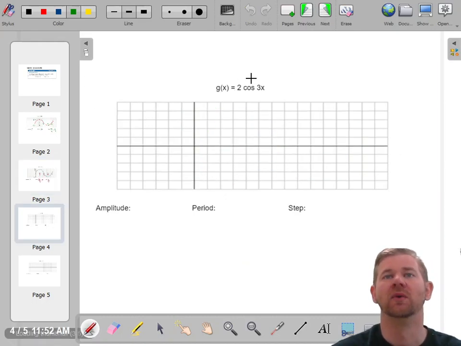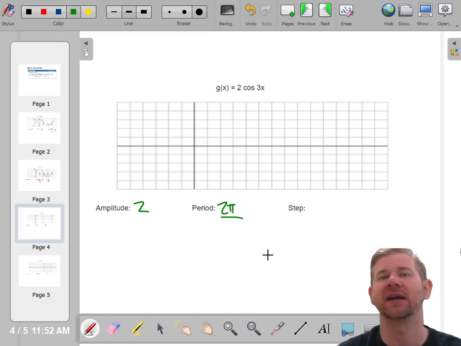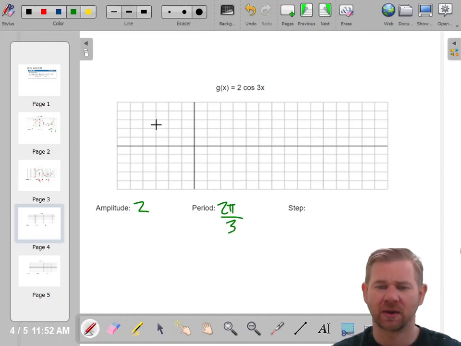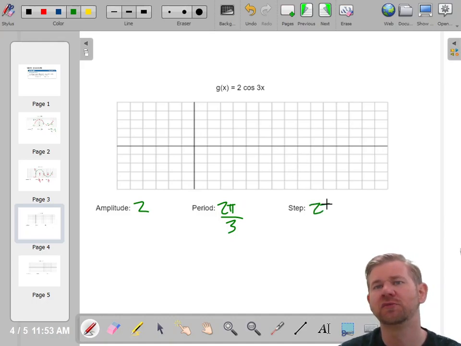Let's do a couple more. Oh, we'll do a cosine function. All right, so first thing, the amplitude is 2. Great. The period is supposed to be 2 pi, but in this problem there's a b value, so it's 2 pi over 3. And now watch me get the step. 2 pi over 3, and I'm going to do 1/4 of that.